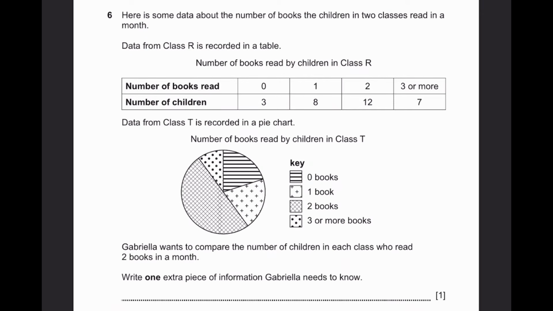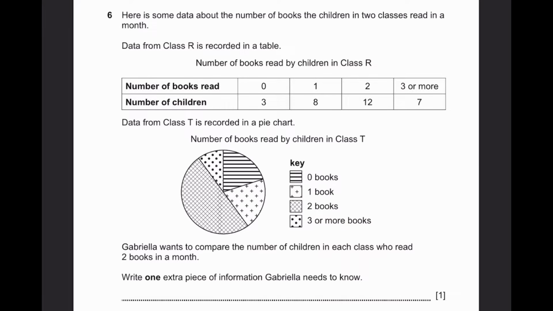Here's some data about the number of books the children in 2 classes read in a month. Data from class R is recorded in a table. Data from class T is recorded in a pie chart. Gabriella wants to compare the number of children in each class who read 2 books in a month. Write one extra piece of information Gabriella needs to know.